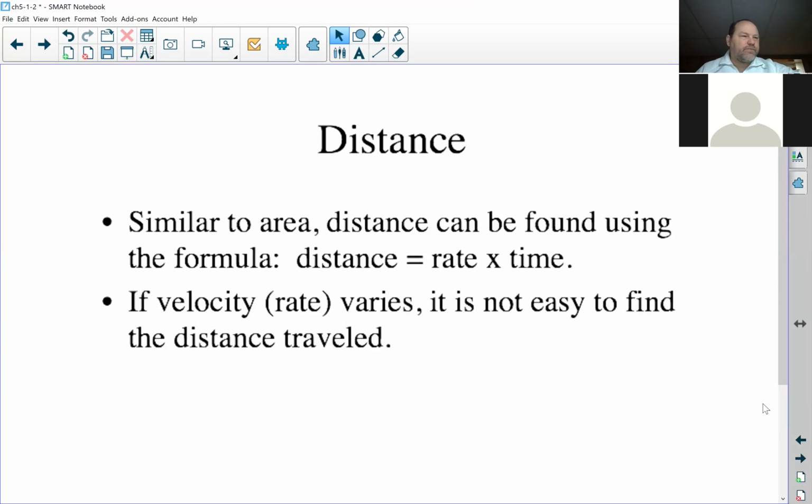So in our previous algebra, you would be told, oh, someone travels at an average rate of 50 miles an hour and they travel for 4 hours. How far did they travel? Well, with calculus, we can be a little more accurate. We don't have to talk about average rates. We can talk about rates that change.